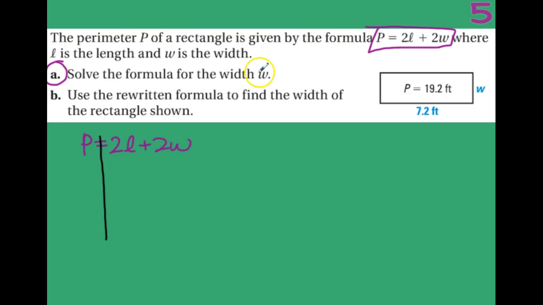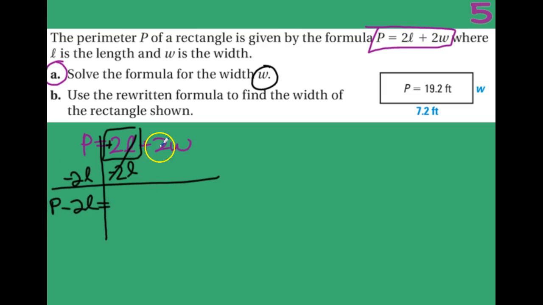We want to get, what did it say? W all by itself. So first let's get rid of this other piece that was added or subtracted there. It was a positive, so I'm going to just subtract it over to the other side. And we don't know what either of these really are, so I'm just going to write P minus 2L equals 2W. Now to get W by itself, this is multiplied, so we just need to divide each piece by 2.